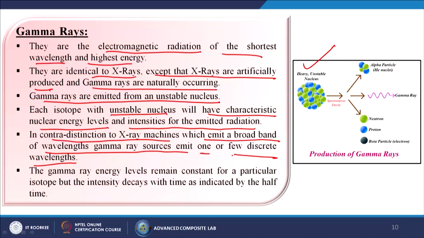In this particular case you can see that we have a heavy unstable nucleus, and then the spontaneous decay, meaning its life is decreasing, and it divides into three parts. One is called the alpha particle, that is the helium nucleus, then it generates the gamma rays over there, and the rest is composed of neutron, proton and the beta particle. This way we are generating the gamma rays.